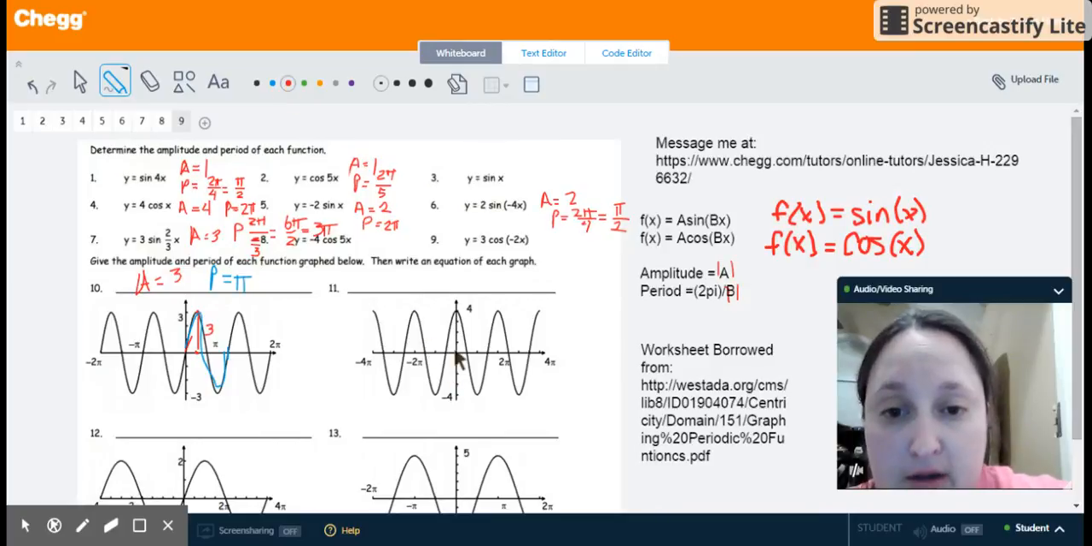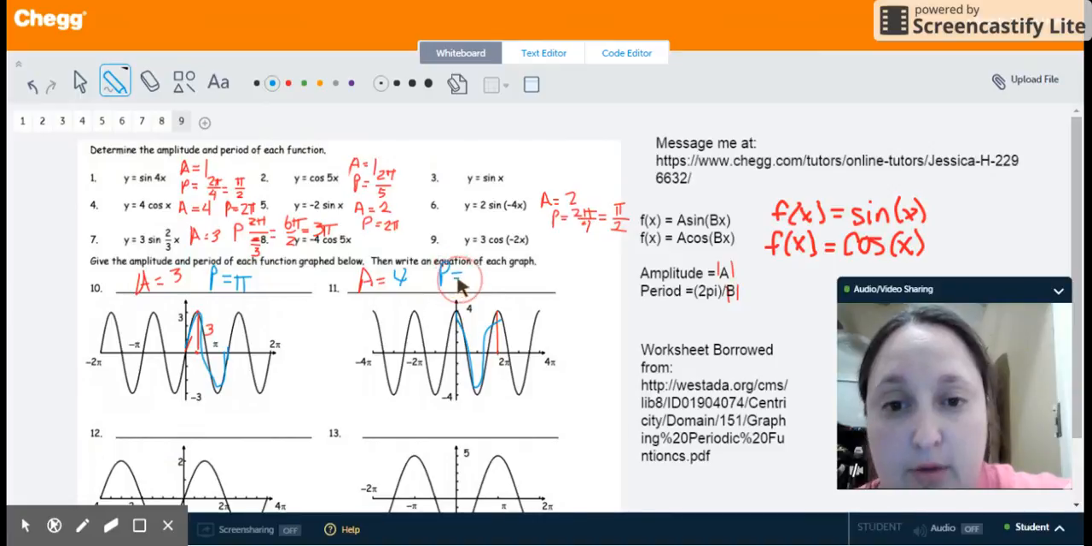Okay, here we have an amplitude of 4, because if you notice it goes from 4 to the inflection point, so the amplitude is 4. We have a period of 2 pi. So the amplitude is 4, and we have a period of 2 pi.